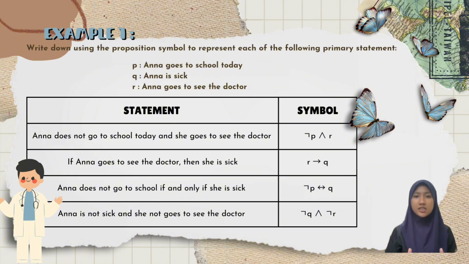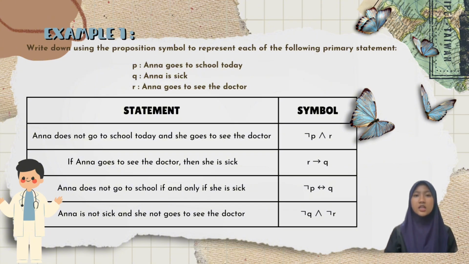For the second statement, if Anna goes to see the doctor, then she is sick. In this statement, it has if-then. So the compound statement is conditional, where Anna goes to see the doctor is the hypothesis and she is sick is the conclusion. It can be written as R implies Q.